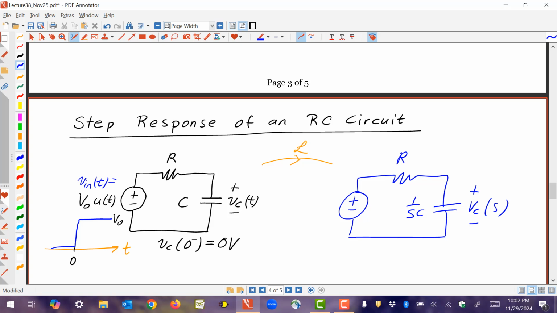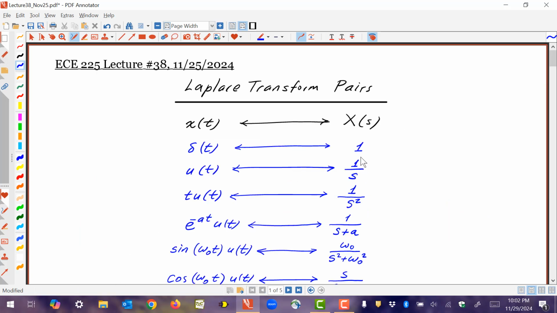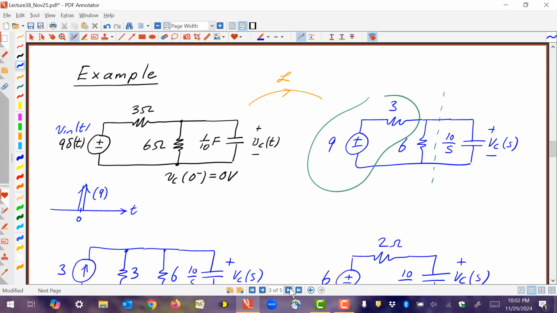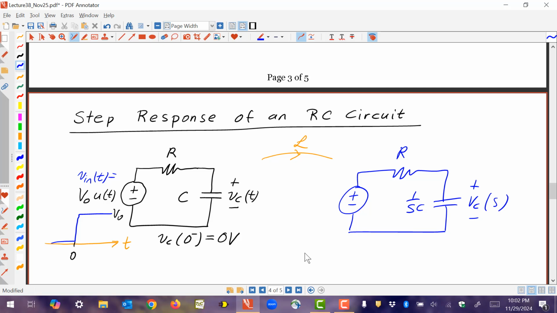Now, if you go back to the first page, you'll see that the Laplace transform of u of t is 1 over S. So V0 u of t is V0 over S. That's all there is to it. That's the only difference in this circuit versus the circuit that we did for the impulse response of an RC circuit. So here we have it, and then that's pretty much it. And we solve it exactly the same way too.